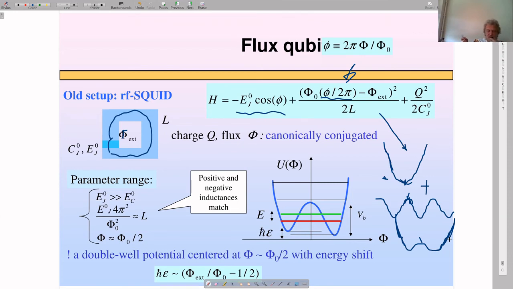So what do we expect in this potential? We expect two levels due to tunneling through the central barrier, from one well to another well. We can also shift the positions of the wells with respect to each other by tuning this external flux.